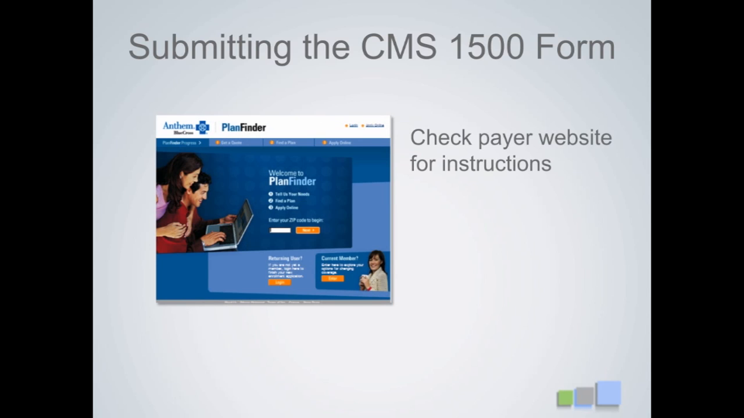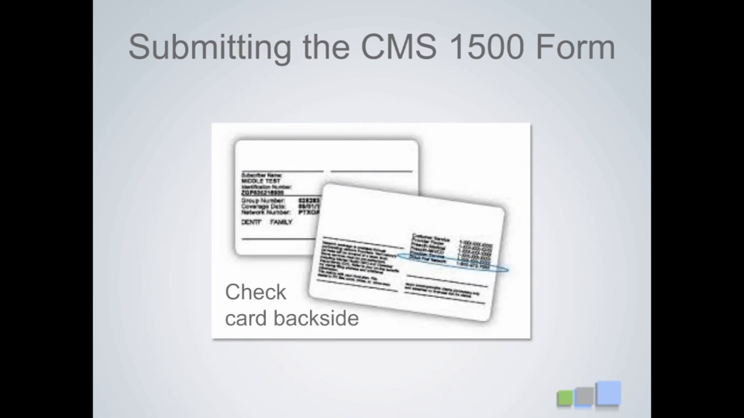To file Mary's CMS 1500 form, your next step is to check the payer's website or manual for instructions to make sure you have all the information they require and how to submit the form. Typically, the claim's mailing address is also on the back side of the patient's insurance card.